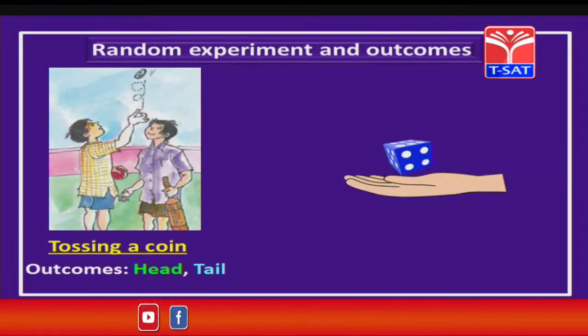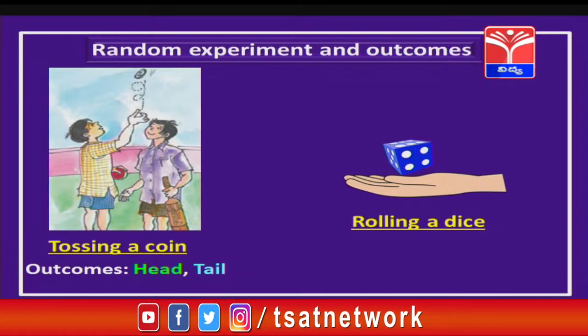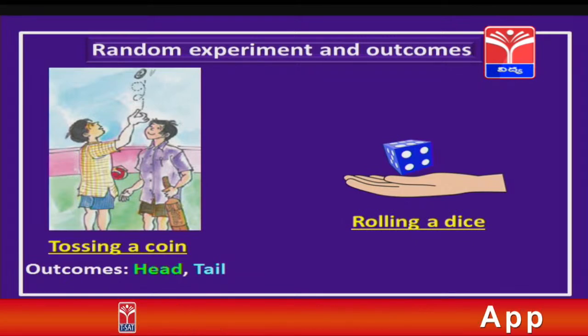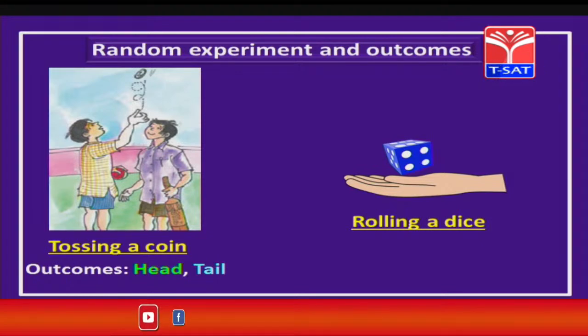Now, let us take another example. What is that shown on your screen, children? That is right, rolling a dice. Now, generally, where do you come across this? You may be coming across it while playing Ludo or snake and ladder, etc. You might have played all these things, right, children?